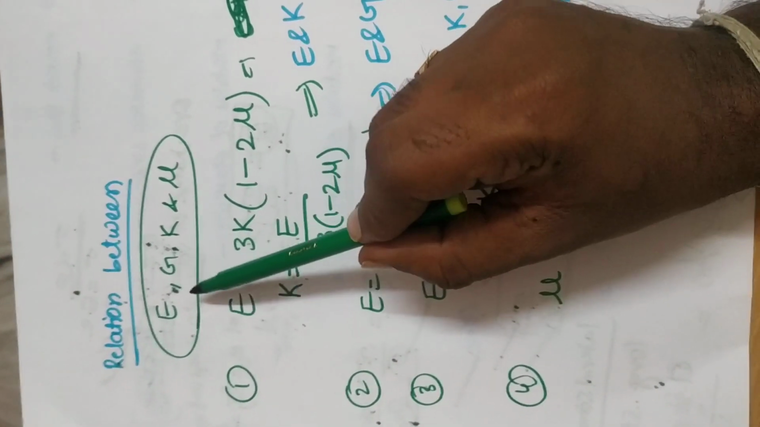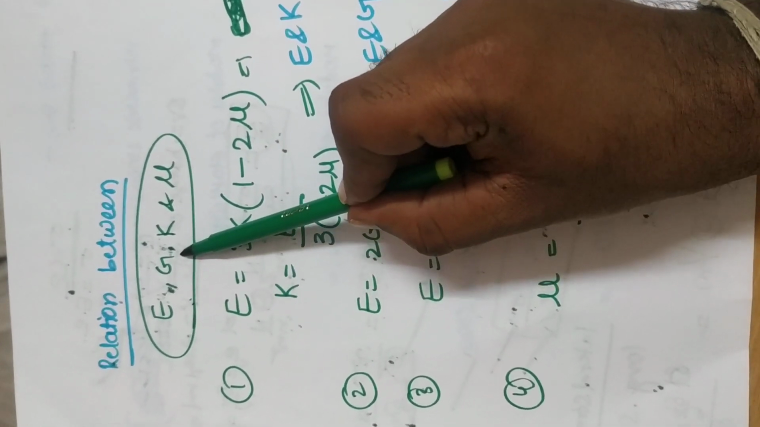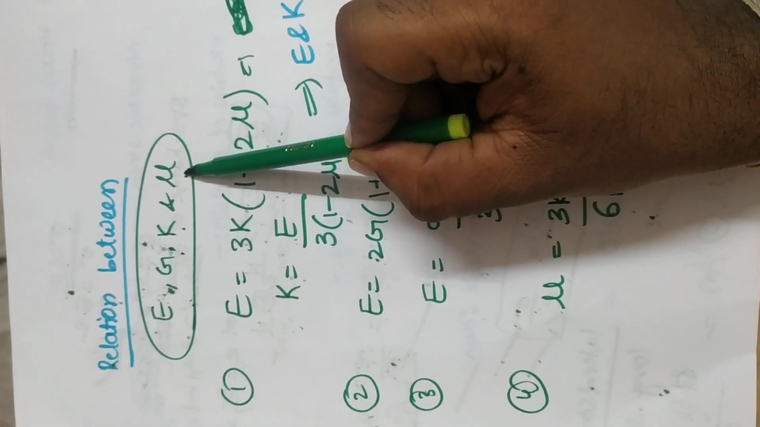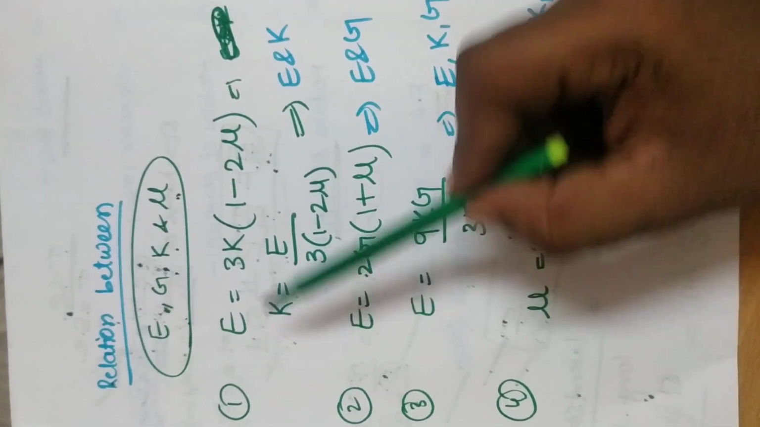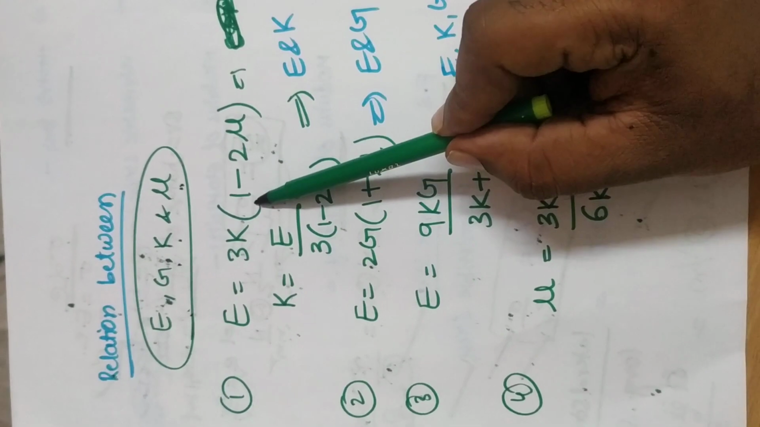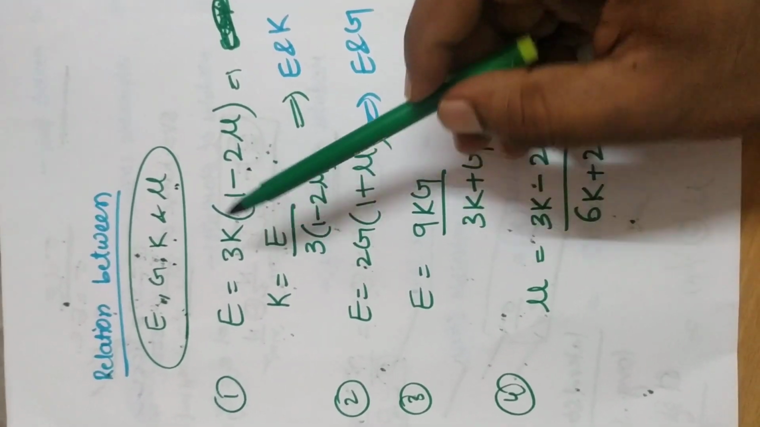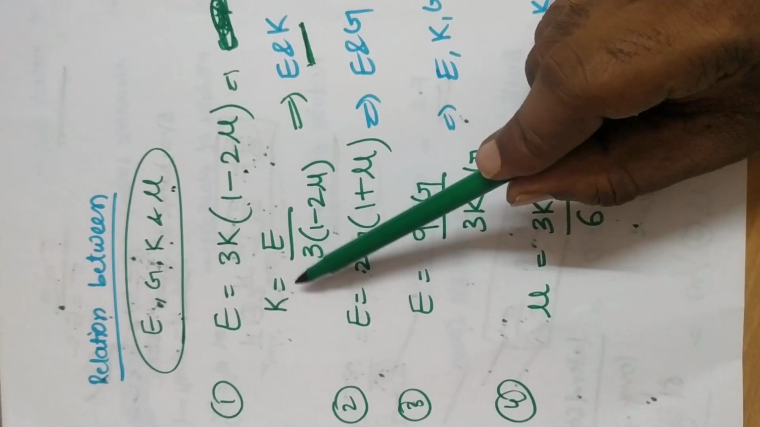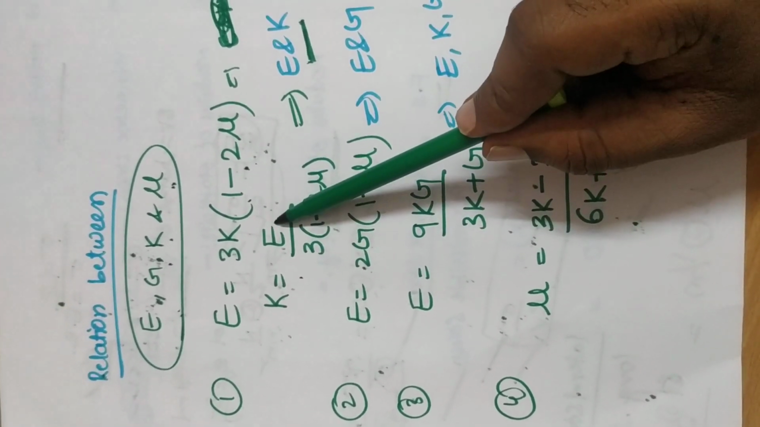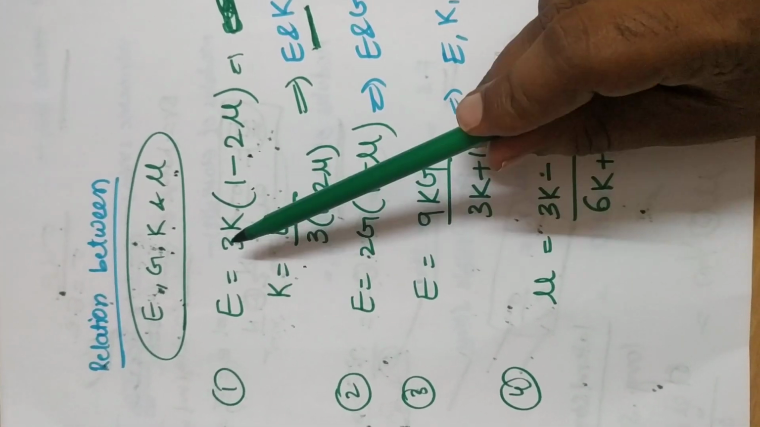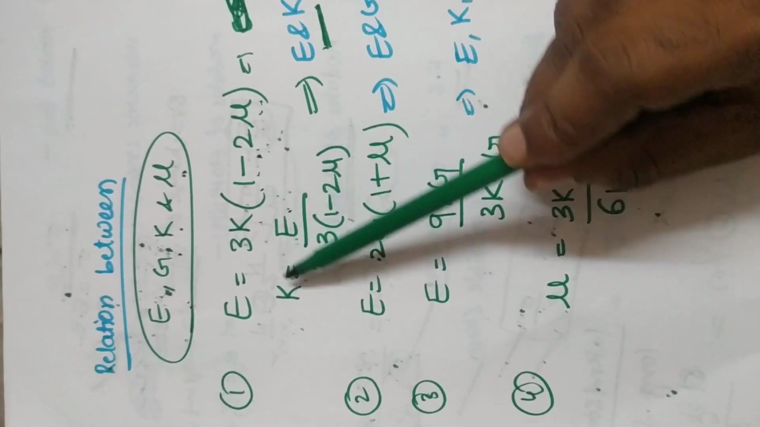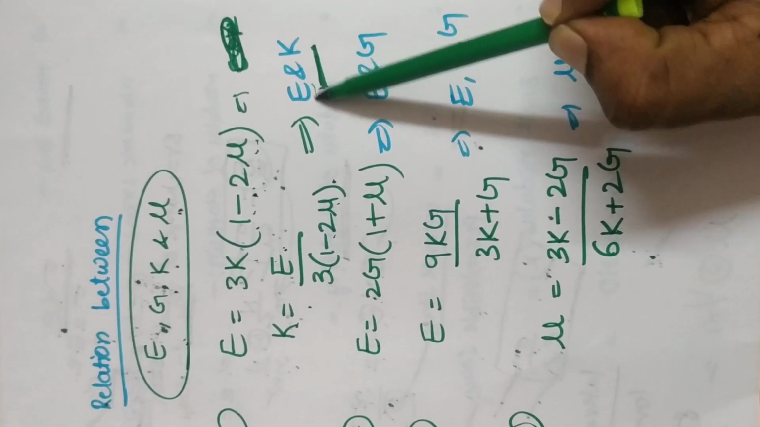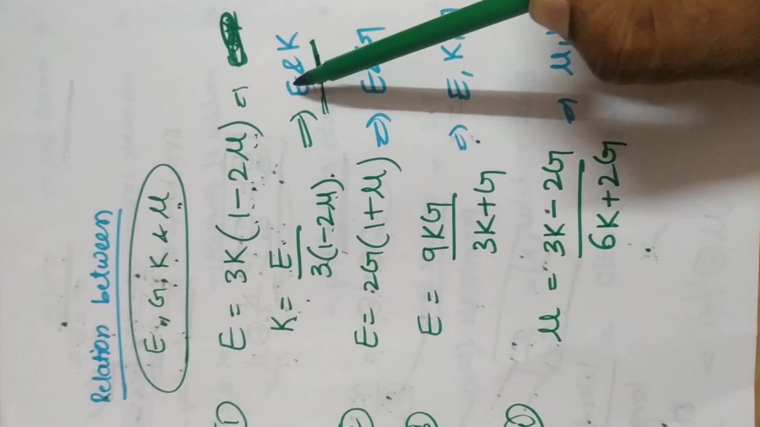Then capital E means Young's modulus, G means modulus of rigidity, K means bulk modulus, mu means Poisson's ratio. So first one is E equal to 3K into (1 minus 2 mu). This formula is used for calculation of K or calculation of E. Then K equal to E by 3 into (1 minus 2 mu). So this formula is a relation between E and K.